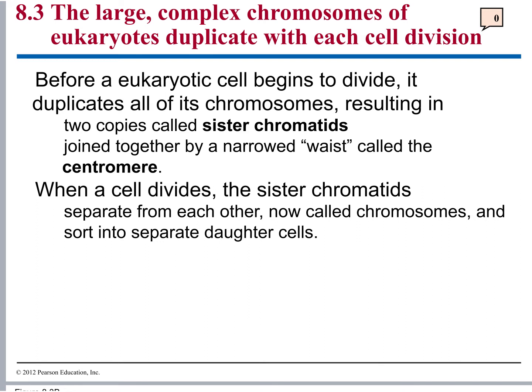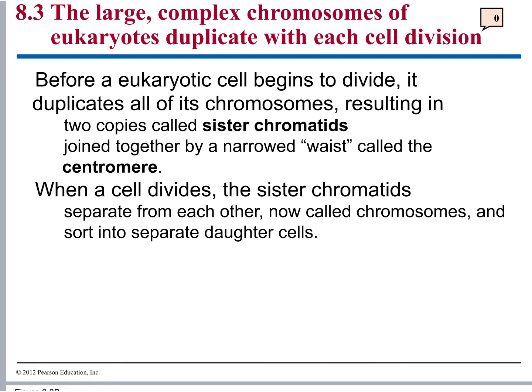Now think about if you wanted to divide, or make a copy of yourself. You'd have to copy all of your contents. And the same is true for these eukaryotic cells. Before a cell begins to divide, it has to duplicate all of its chromosomes, and not just its chromosomes, but all of the other organelles on the inside. And when a cell duplicates its chromosomes, it makes a copy.